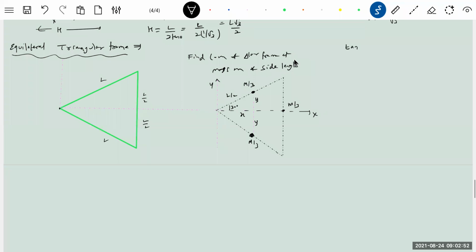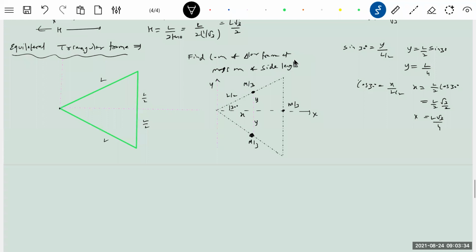Tan 30 is equal to y by L by 2. So y equals L by 2 tan 30. Sorry, sin 30. So y equals L by 4. Similarly, cos 30 is equal to x by L by 2. So x equals L by 2 cos 30 degrees, which is root 3 by 2. So x equals L root 3 by 4.